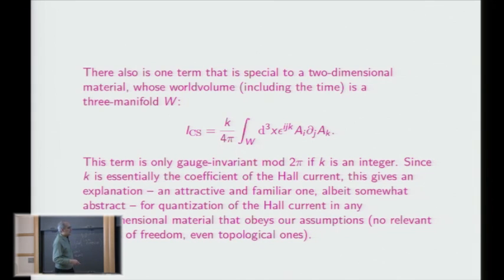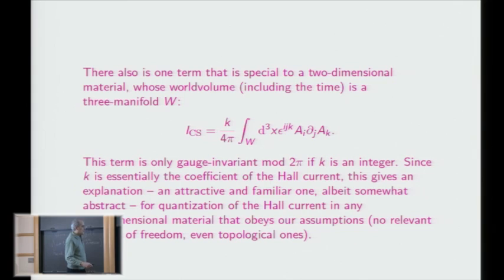There's this one interaction that's very funny because it's only gauge invariant mod 2 pi if k is an integer. For physics, it has to be gauge invariant mod 2 pi, as we learned from Feynman and Dirac, because you have to exponentiate i times the action. So the action has to be gauge invariant mod 2 pi. And then it turns out that k is the coefficient of the Hall current. To understand that, well, it's not hard to understand, but we wouldn't be able to get to what I want to tell you about.